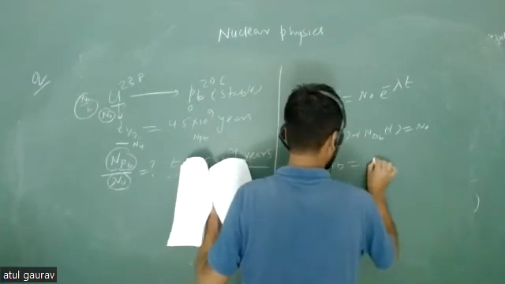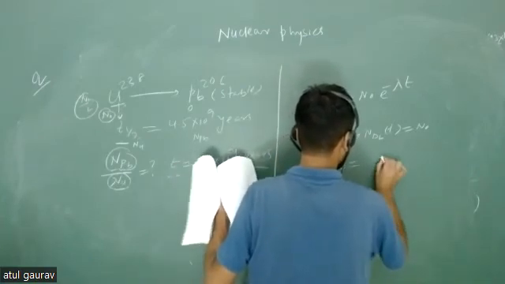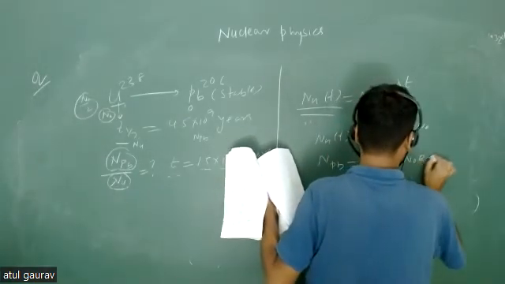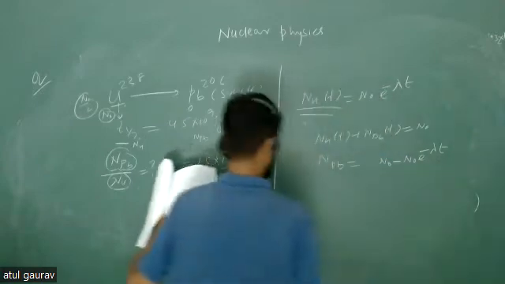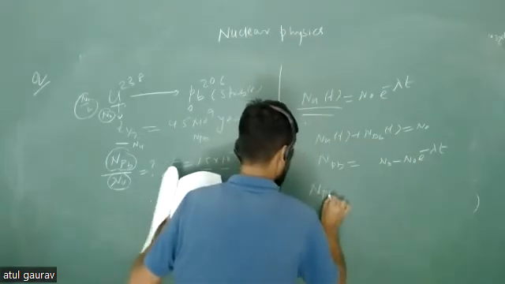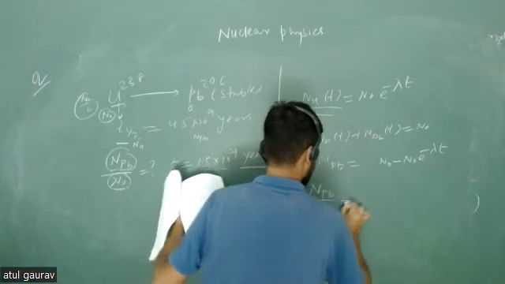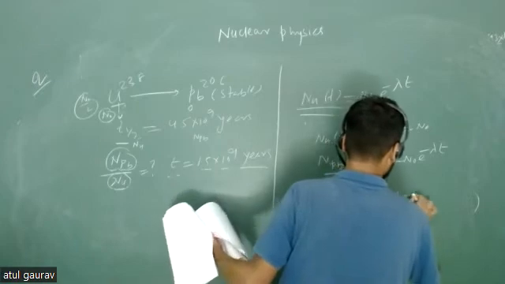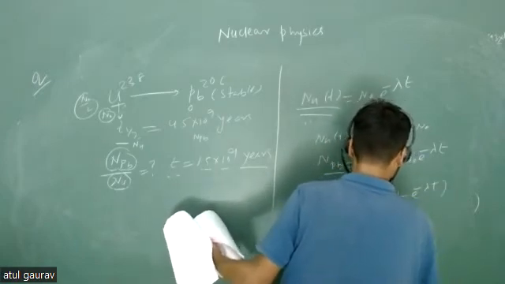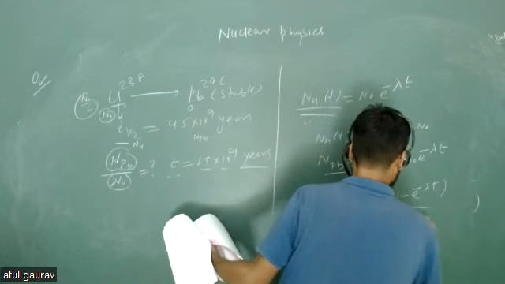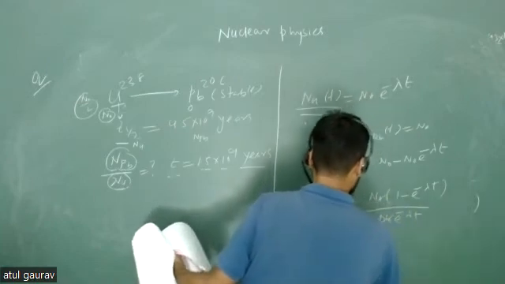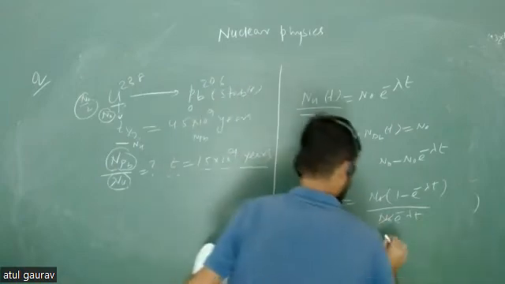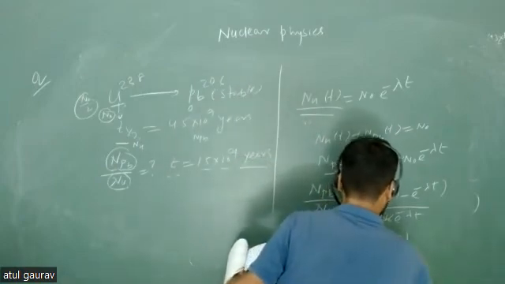npb will be how much? Simply n naught minus nu, and nu is n naught exponential minus lambda t. So if you calculate npb by nu, it will be n naught common, 1 minus exponential minus lambda t divided by n naught exponential minus lambda t. If you multiply exponential lambda t on numerator and denominator, you will get exponential lambda t minus 1.